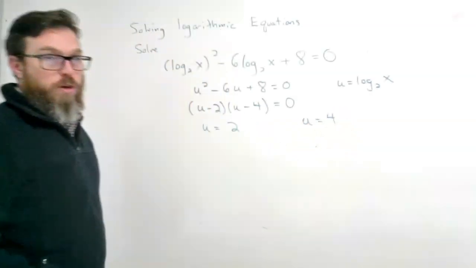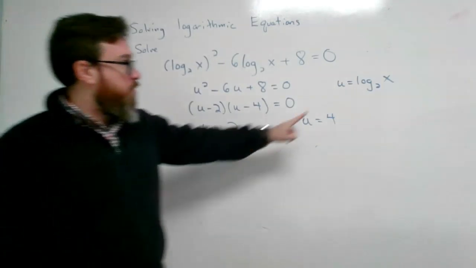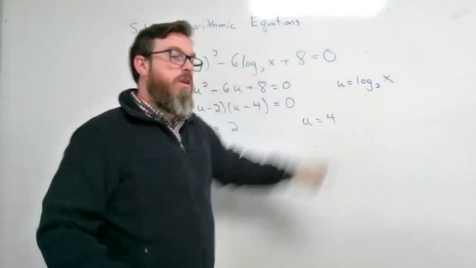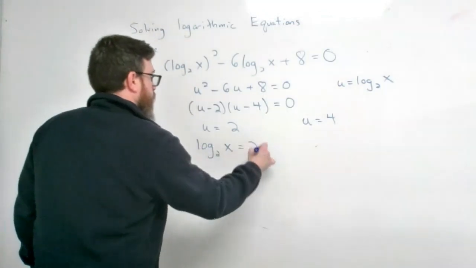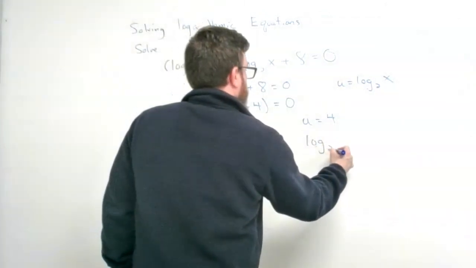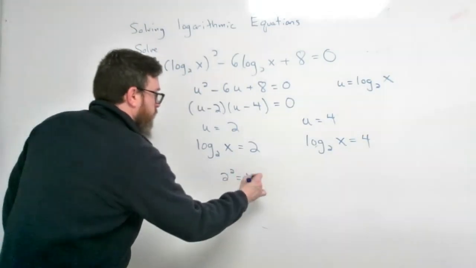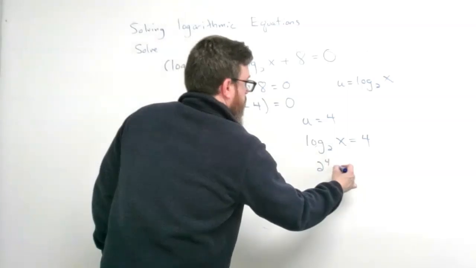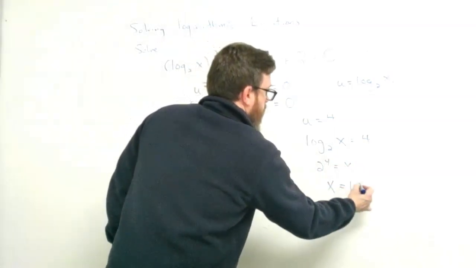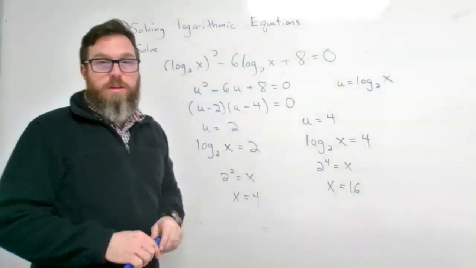Now remember, the original equation is asking you to solve for x, not for u. So what we're going to do is reintroduce our log base 2 of x is equal to 2, and log base 2 of x is equal to 4. And then I can solve these two logarithmic equations by rewriting them as exponentials. So x is equal to 2 squared, which is 4, and then 2 to the 4th is equal to x, so x is 16. And those arguments are both positive when I plug them in. So these are both solutions.